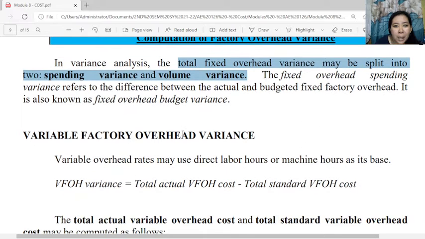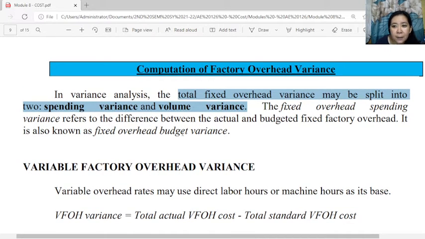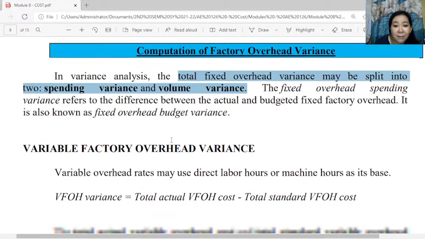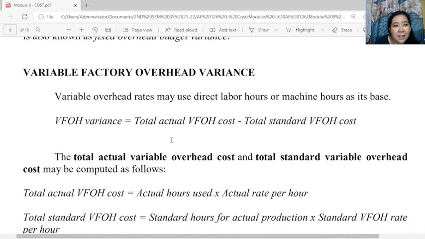Okay, so for each of these classifications, we will discuss the variance for variable factory overhead and fixed factory overhead respectively. So meaning to say, your variable factory overhead will have spending and volume or efficiency variance, as well as your fixed factory overhead will also have spending and volume or efficiency variance. So let us discuss first variable factory overhead variances.